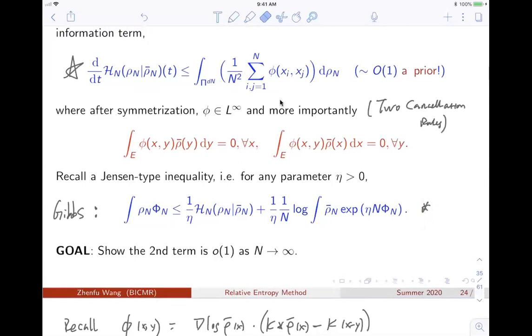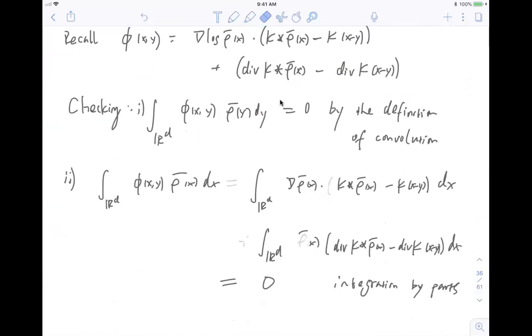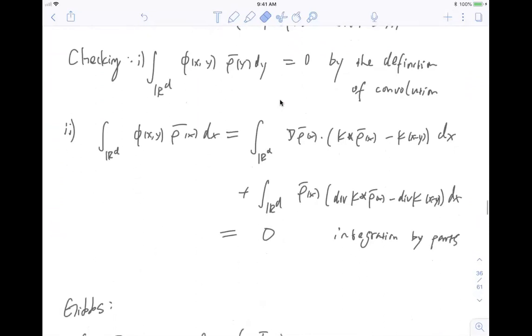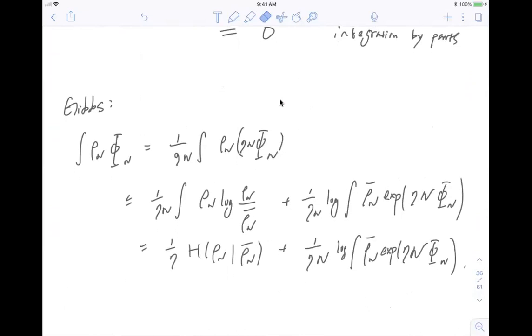What does the Gibbs inequality really do? Here we are just checking these two cancellation properties. So what is the Gibbs inequality? We want to control some expectation against the distribution rho n, which is a probability measure. We want to control this quantity, but we don't know a lot of information about rho n, because rho n might be some weak solution we are not very familiar with.